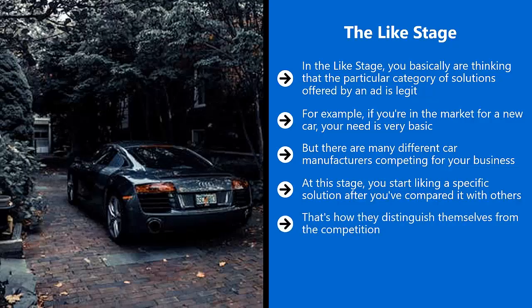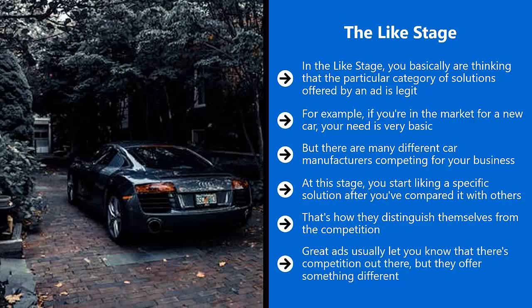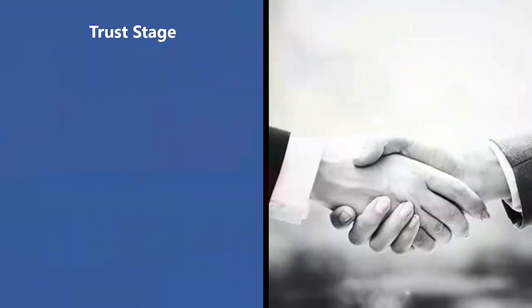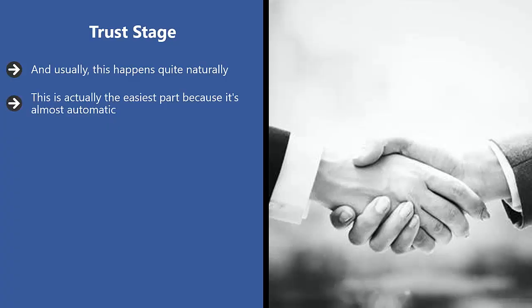They don't run away from the competition. Great ads usually let you know that there's competition out there, but they offer something different. You like their specific take. Trust stage. Once you have decided that a certain approach or a certain range of solutions is the way to go compared to others, the next step is to trust the brand that got you there. And usually, this happens quite naturally. It just clicks. This is actually the easiest part because it's almost automatic. Once your messaging clears the know and like stage, the trust stage pretty much falls into place.